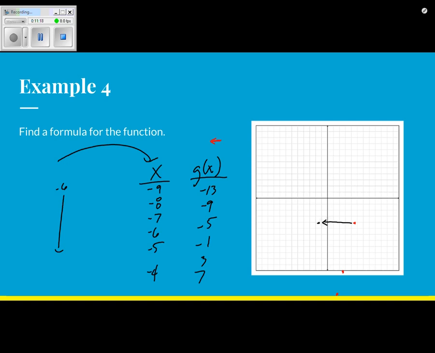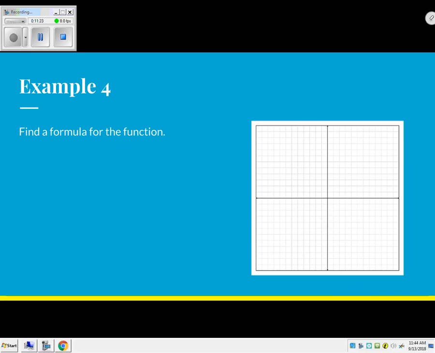And lastly, I just want to make some up. I'm going to make some up for you to try. We'll do one together, then you'll try one. We'll call that good. Okay. Find a formula for the function. So I'm going to draw something on the board, and then you're going to have to use your parent functions from yesterday and figure out what it looks like. Like I said, we'll do the first one together.